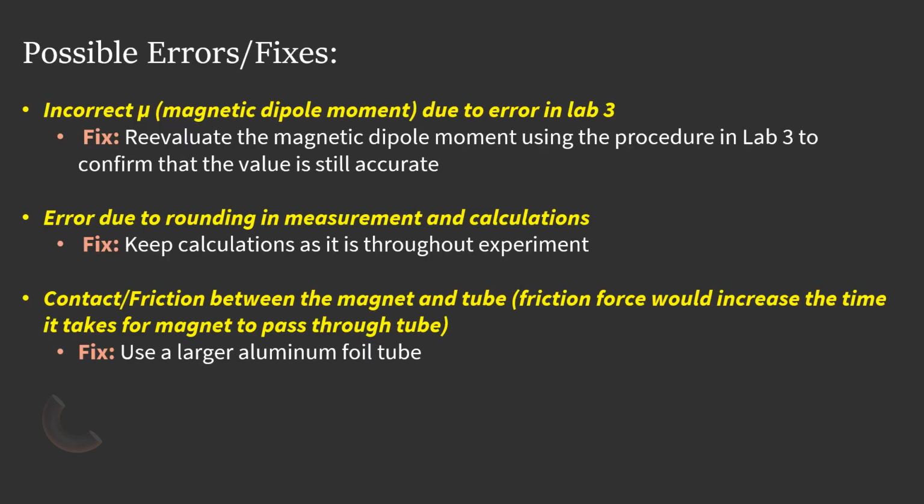Some possible errors include an incorrect magnetic dipole moment due to an error in lab 3, error due to rounding in measurements and calculations, and contact and friction between the magnet and tube, which would cause an increase in time for the magnet to pass through the tube. The following fixes for each of these three errors are shown below.